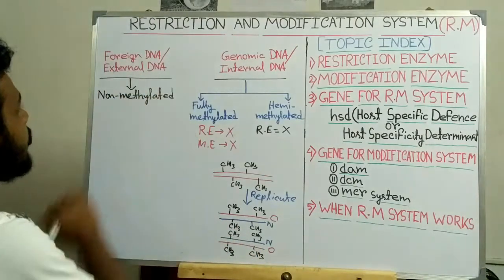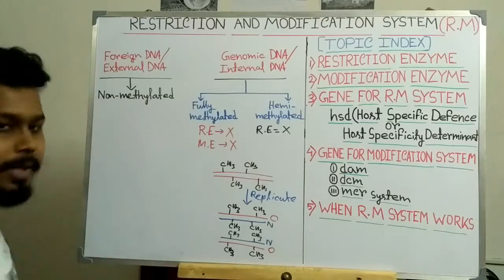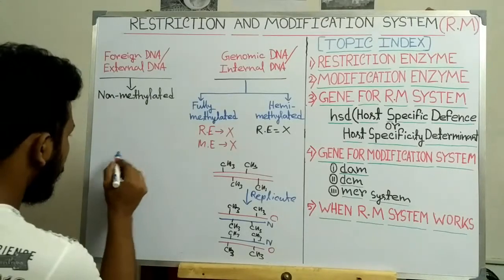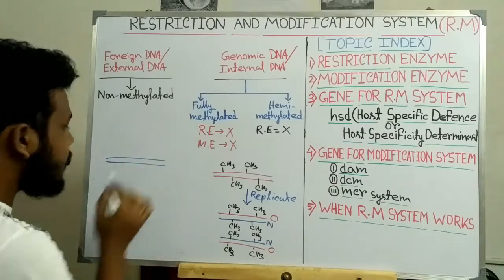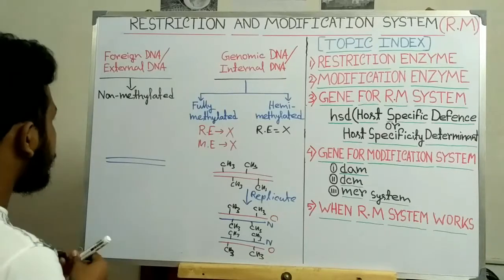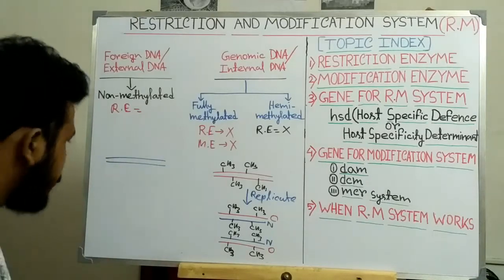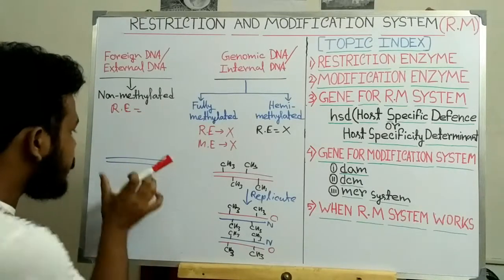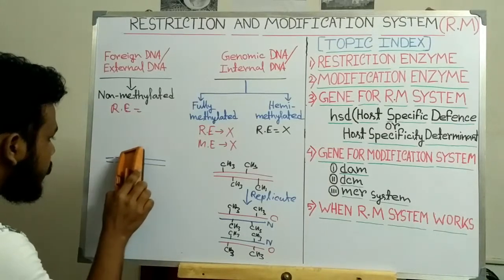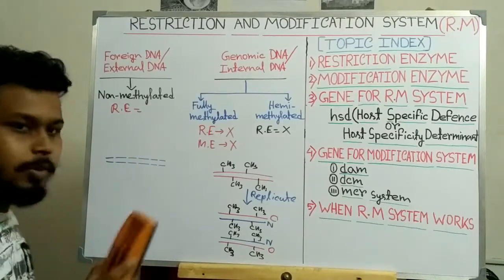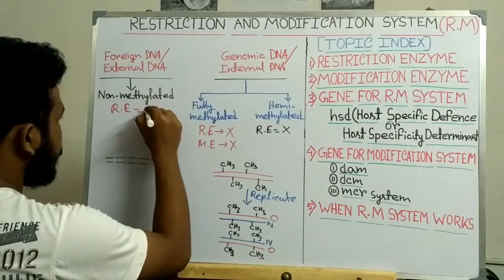Okay, so now in case of foreign DNA or external DNA which is non-methylated, let me draw. This is the foreign DNA. Okay, there is no methylation present. Now the restriction enzyme comes and encounters that there is no methylation present in this DNA. So it recognizes the particular sequence and cuts the DNA like this at the particular DNA sequence. Okay, so here the restriction enzyme works.